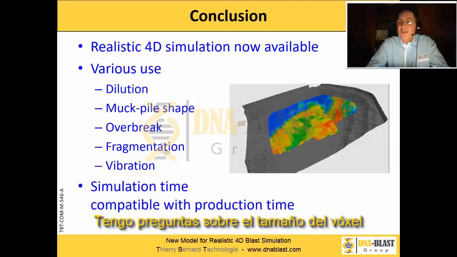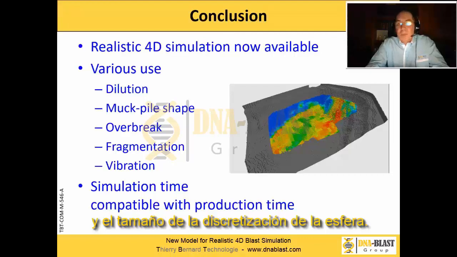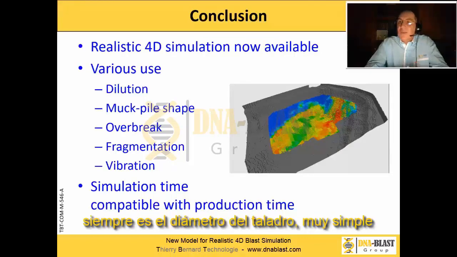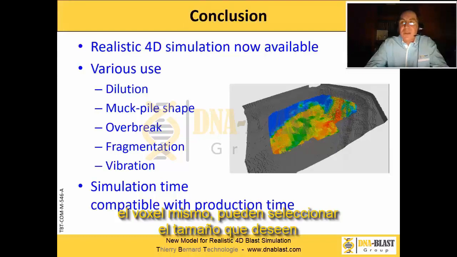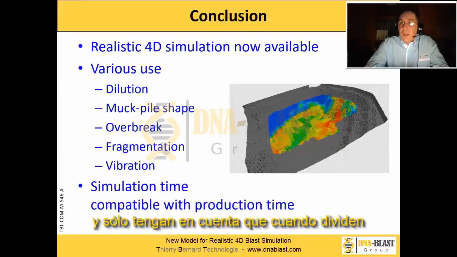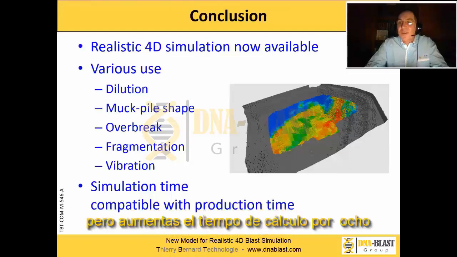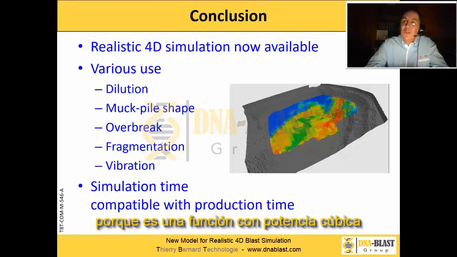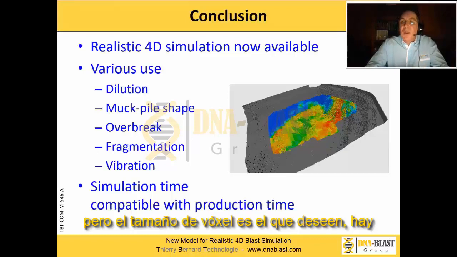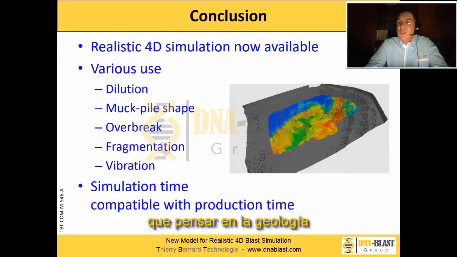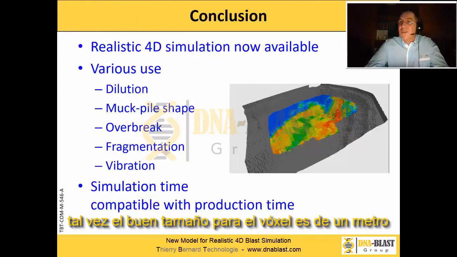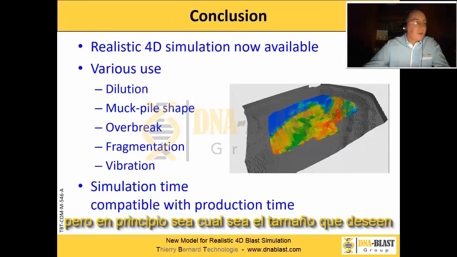I've got questions about the size of the voxel and the size of the sphere of the discretization. The sphere is very easy. It's always the diameter of the borehole, very simple. The voxels themselves, you can select the size you want. Just keep in mind that when you divide the size by 2, you get a more accurate result, but you increase the computation time by 8 because it's a function of the power of 3 of the size of the voxel. But the voxel size is whatever you want. You have to give some thinking to the geology, like if you've got joints with 1 meter spacing, maybe the good size for the voxel is 1 meter. But in principle, whatever size you want, you can use it.